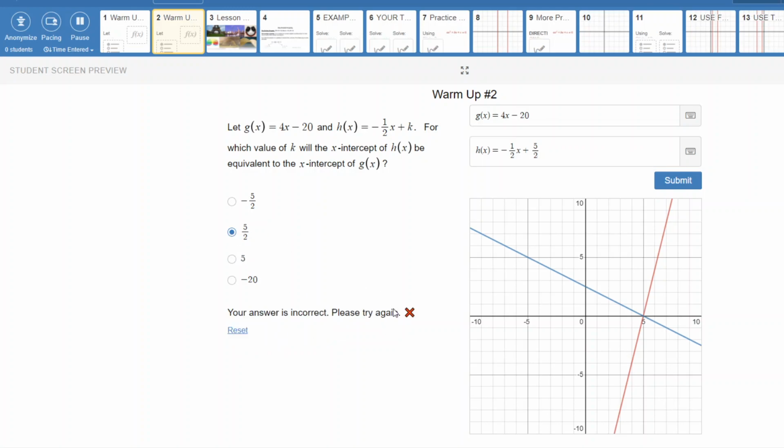except when you select the answer it says that it's wrong. That's me just playing a few games. I want to see if people are actually going to select this one which says it's the correct answer even though it's clearly the wrong answer. So the correct answer is 5 over 2 even though it says it's wrong on here.